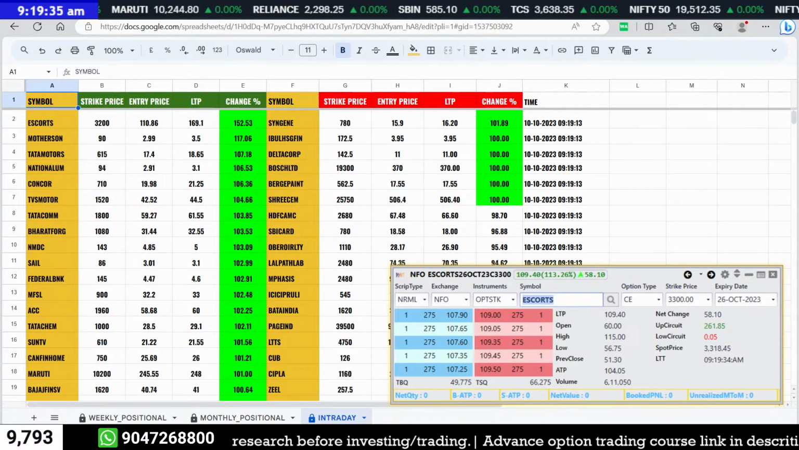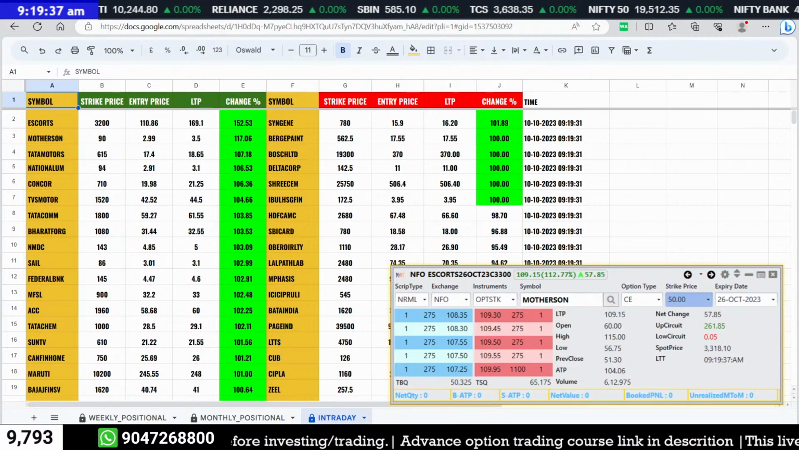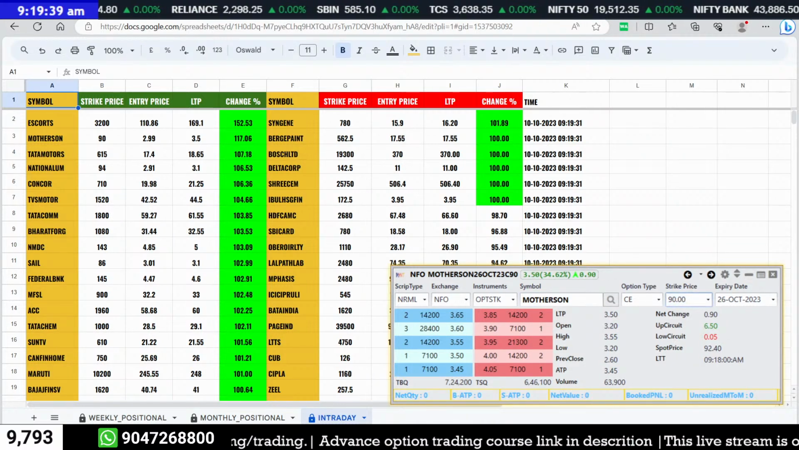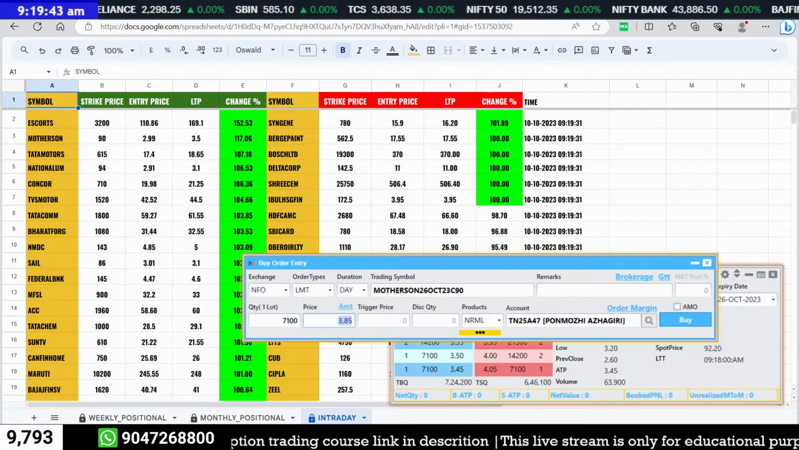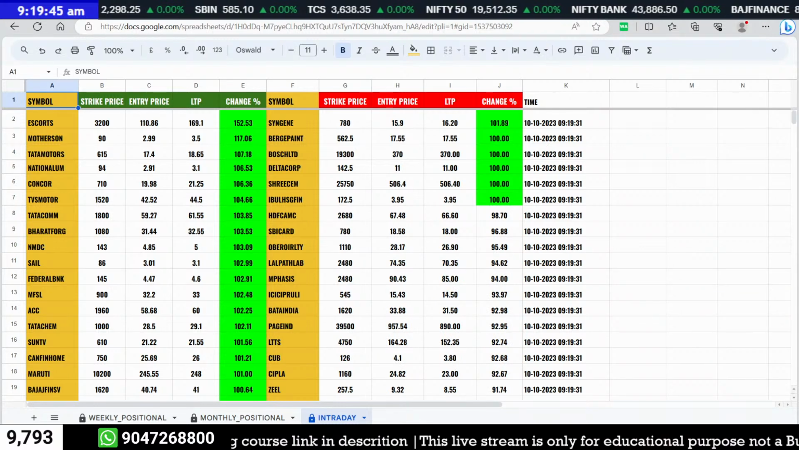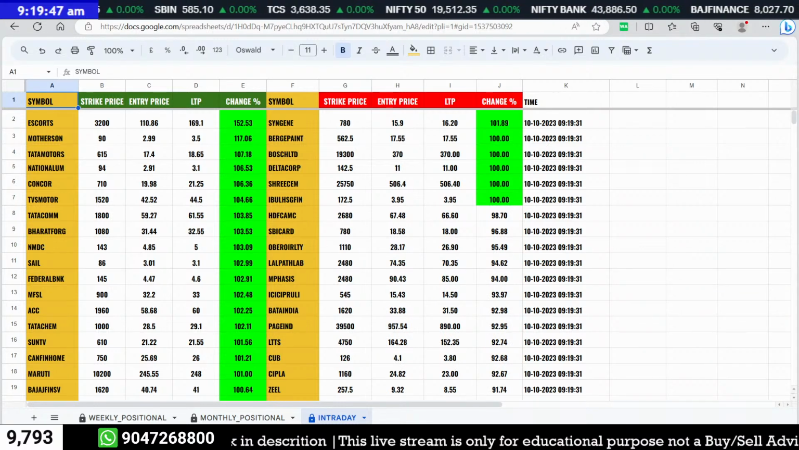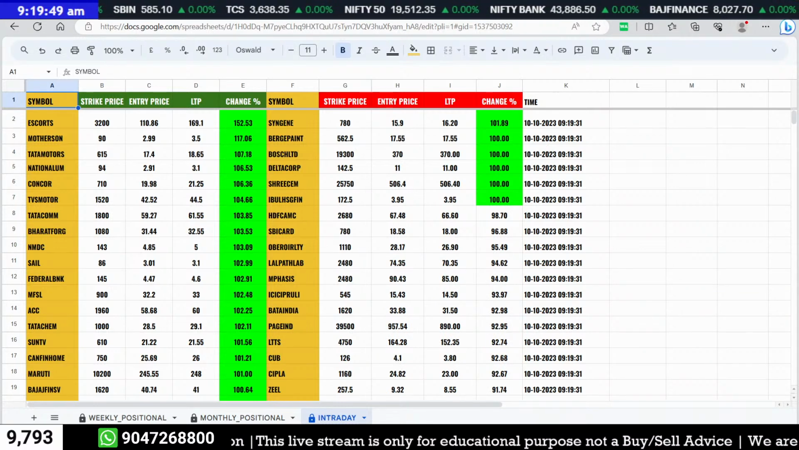Next, the top gainer is Motherson, and it should be the 90 call option. It's almost 3.85 to 3.65, and the lot size is almost 7,000. National Aluminum.